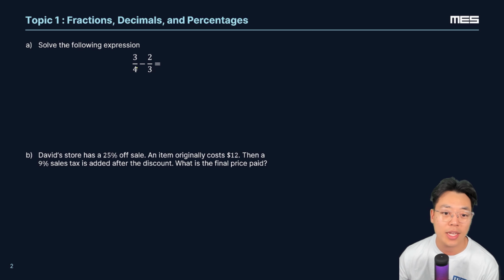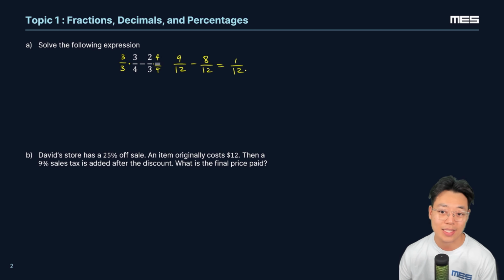So in order to change 4 into 12, we're going to multiply both top and bottom by a 3. In order to change the 3 to a 12, we'll multiply both top and bottom by a 4. So this gives us 9 over 12 minus 8 over 12, which gives us 1 over 12. And that's completely simplified, so we can leave it as is.